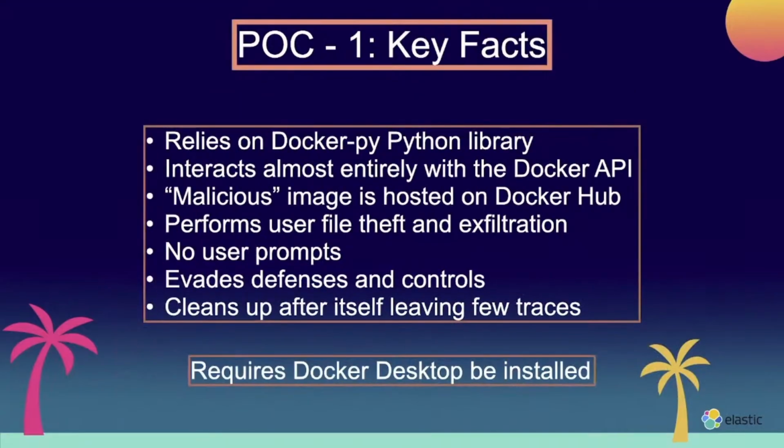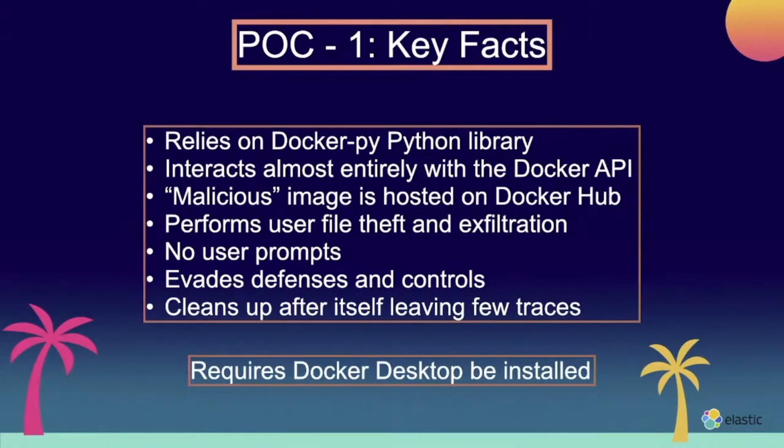Some key facts to note here with this POC. I'm using the Docker Py Python library, which interacts almost entirely with the Docker API, nothing else. The container image is hosted on Docker Hub in a private repo for this testing. I built it to be an information stealer, so steal your secret files, your keychains, SSH keys, whatever, and exfiltrate them. But this payload could do pretty much anything, from dropping a file on the host to executing a file, running system recon commands, all of that.